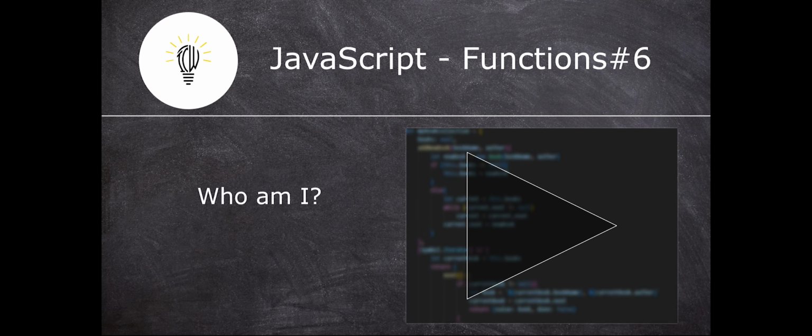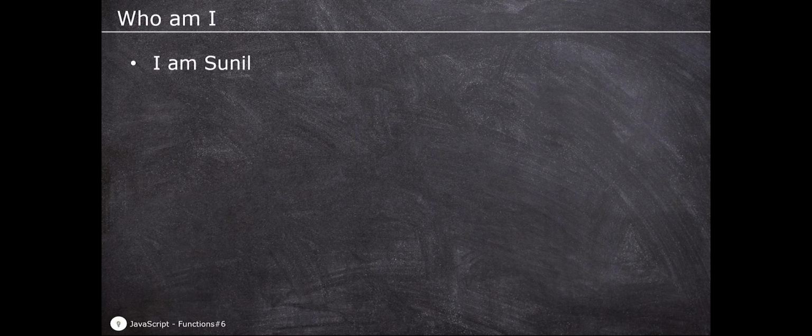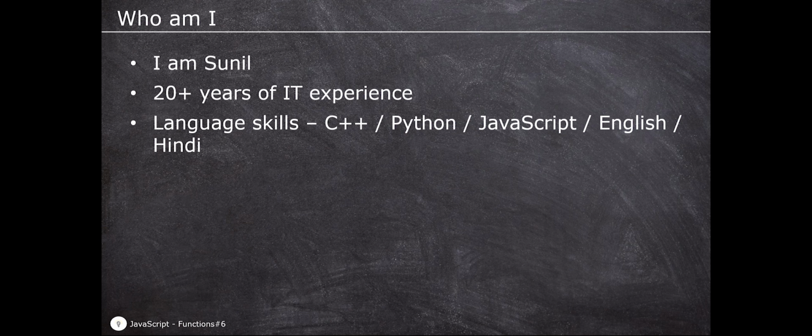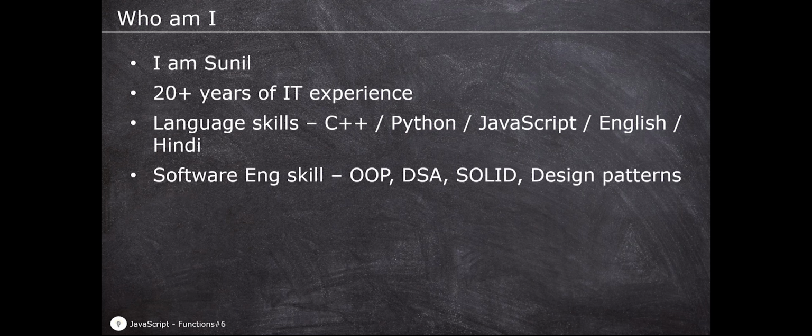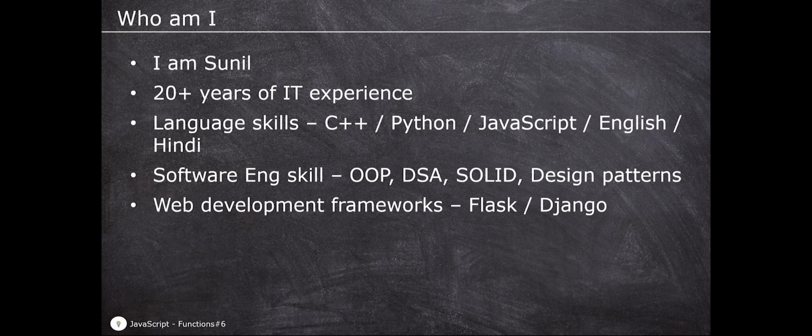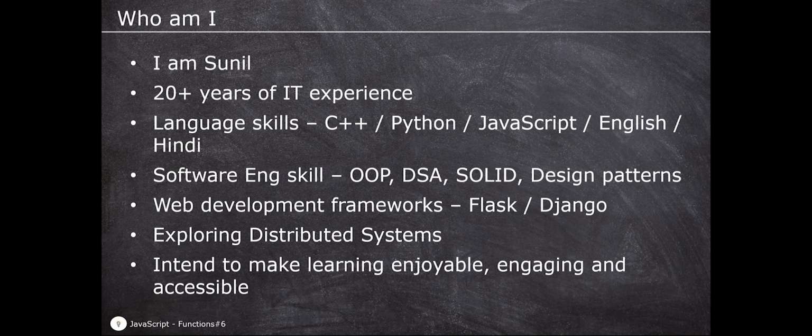Before I start, I would like to introduce myself briefly. My name is Sunil Kathuria and I have been in the IT industry for over 20 years. I have developed skills in languages such as C++, Python and JavaScript, and yes, English and Hindi for efficient delivery. Software engineering skills like OOP, DSA, SOLID principles and design patterns. I've also worked on web development frameworks like Flask and Django. I'm passionate about distributed systems and I'm eager to share my knowledge and help others start their learning journey in this exciting field. Since 2020, I'm a technical trainer by profession and I try to make technical training engaging, enjoyable and accessible.